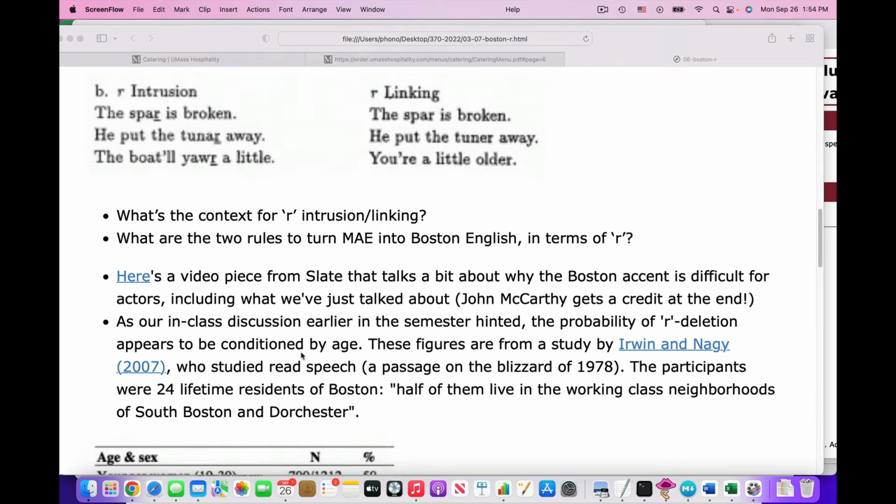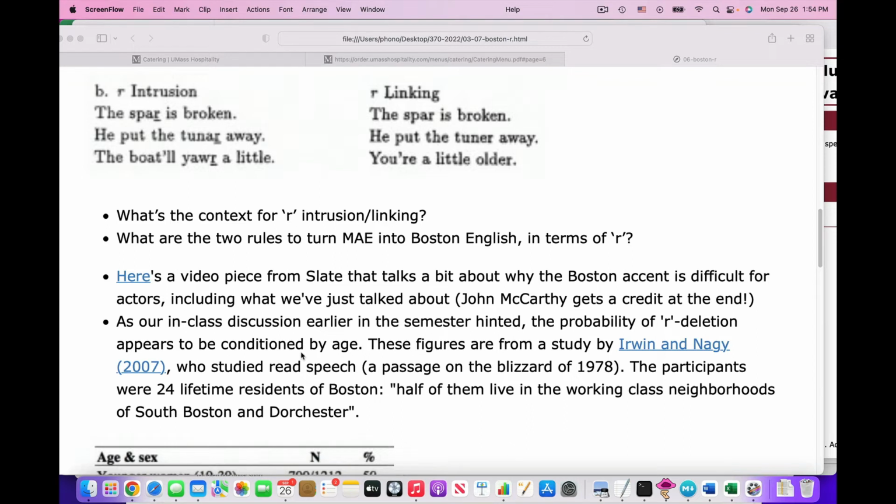Another thing I'm going to ask you to take a look at on your own is this video piece from Slate that talks a bit about why the Boston accent is difficult for actors, including the stuff that we've just talked about. And you'll see when you watch all the way to the end that our own John McCarthy gets the credit in the end.